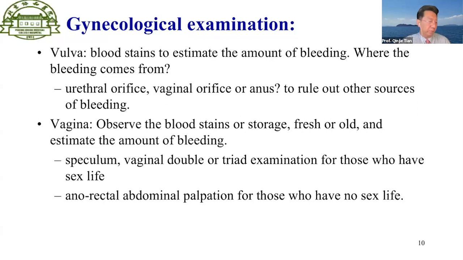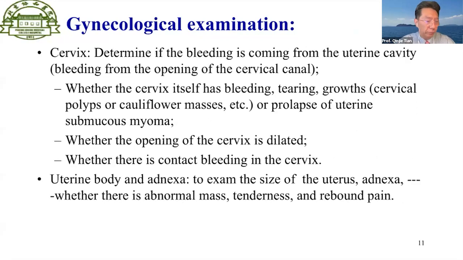The cervix. Ascertain if the bleeding originates from the uterine cavity, specifically from the opening of the cervical canal. Assess for any bleeding, lacerations, growths such as cervical polyps or cauliflower-like masses, or prolapse of a submucosal uterine fibroid. Observe if the cervical opening is dilated and check for any contact bleeding in the cervix.